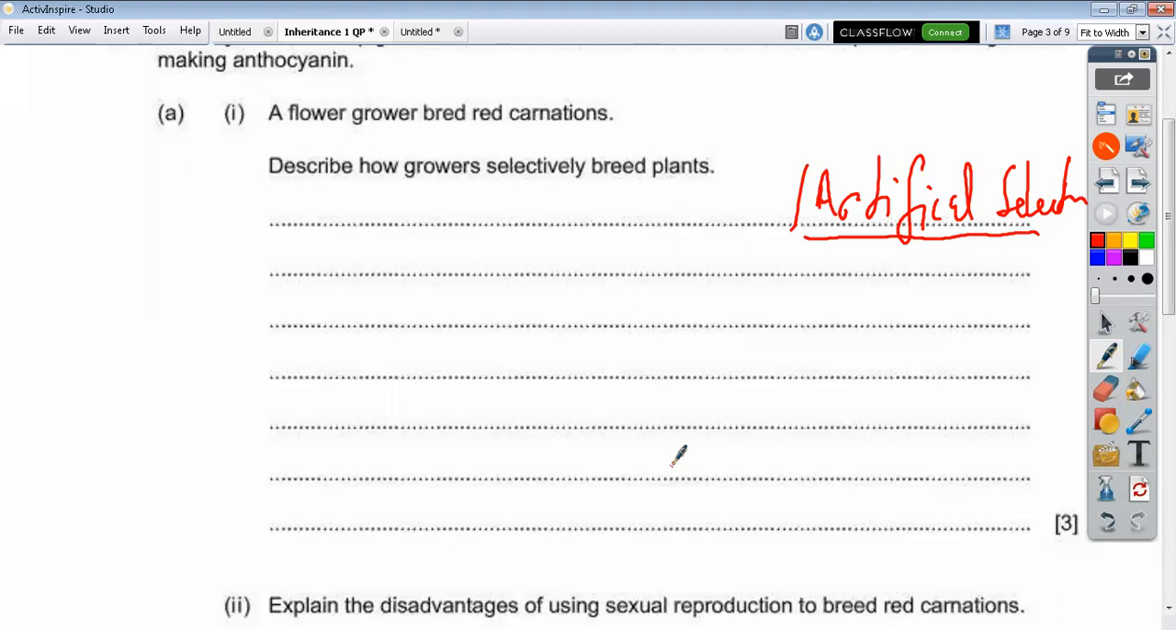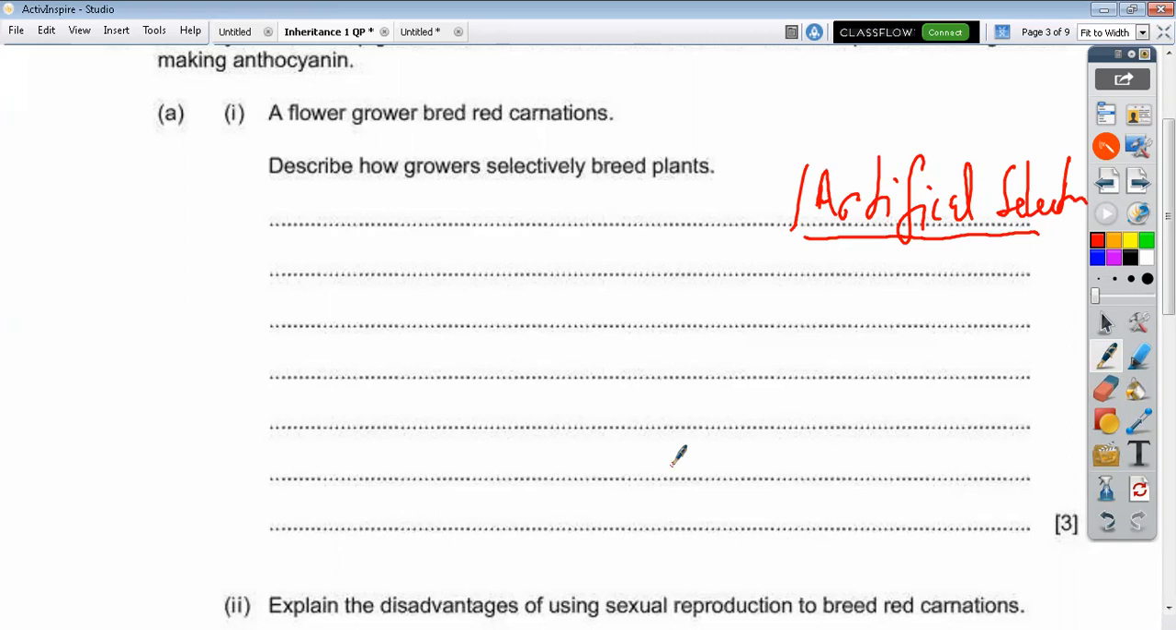Individuals, under that you read that individuals with desirable features are selected by humans. It can be plants. Individuals with desirable features. The features that you want, desirable features, are selected by humans.